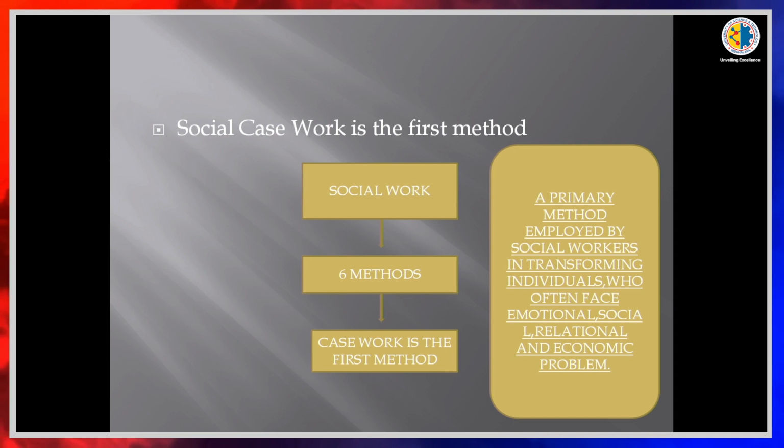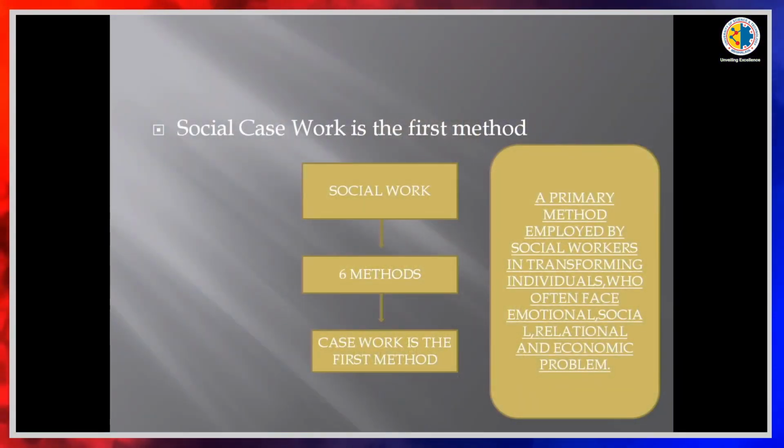So social casework is the first method of social work. Out of the 6 methods, we have divided them into 2 sections. The first 3 are called the primary methods of social work. The other 3 are considered to be the auxiliary methods of this profession. So our topic of discussion today is the first method, that is called social casework.